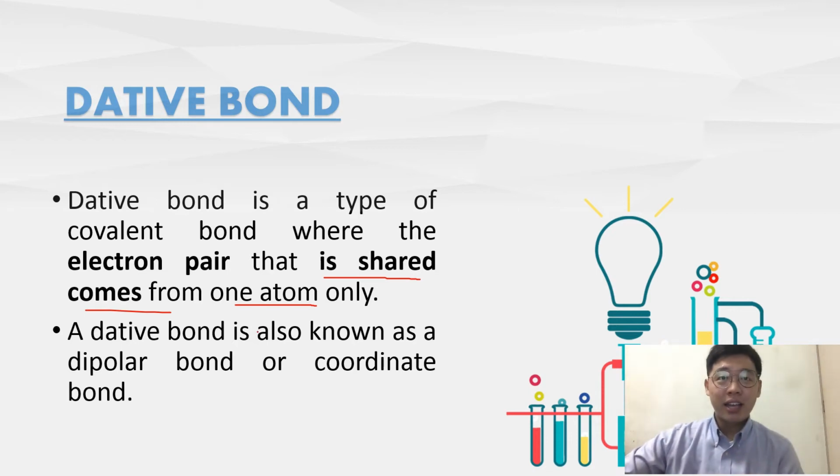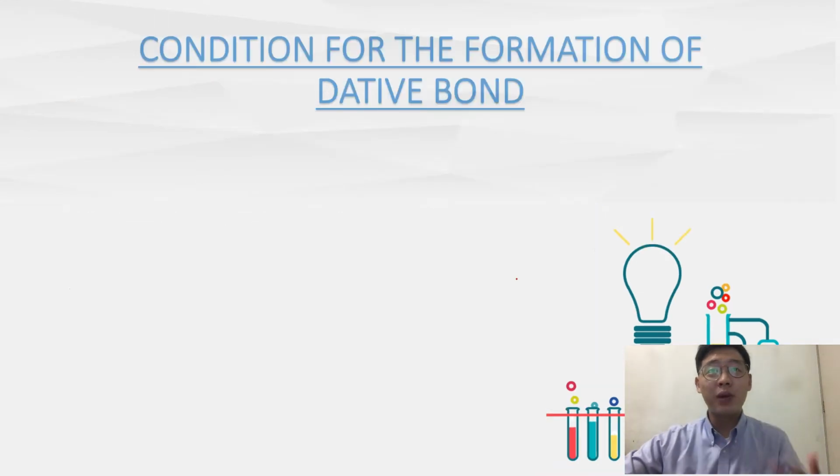Then there are other names: we can call the dative bond the dipolar bond and also the coordinate bond. Dipolar bond and also the coordinate bond. After we understand the definition, we need to know the conditions of the molecule for the forming of the dative bond. Here we go.